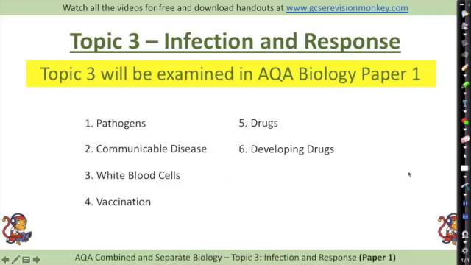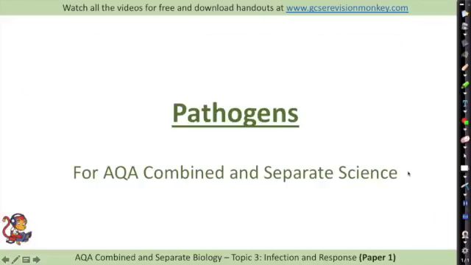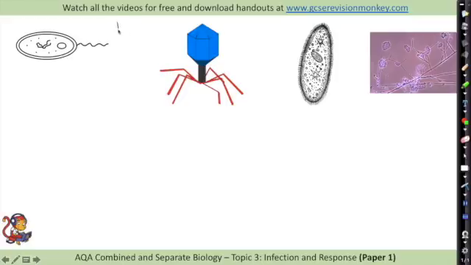Topic 3 is called Infection and Response, and we'll start off by talking about pathogens. What is a pathogen? Any microorganism that gets inside your body and makes you feel ill. So for example, that could be a bacteria, it could be a virus, it could be a protist, or it could be fungi.